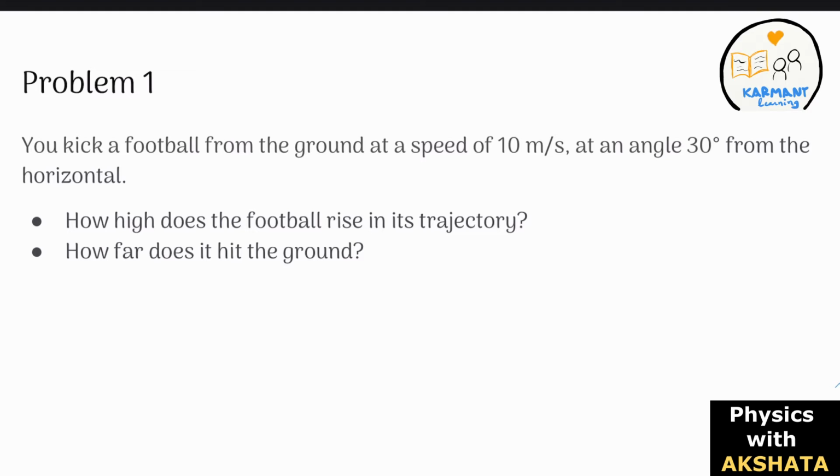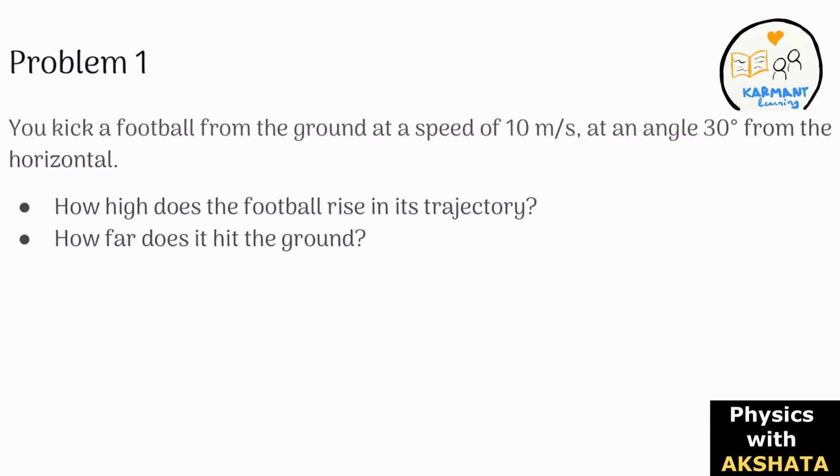You kick a football from the ground at a speed of 10 meters per second at an angle 30 degrees from the horizontal. So we can see that this question has 2 parts. So the first is how high does the football rise? And the second is how far does it go before it hits the ground?